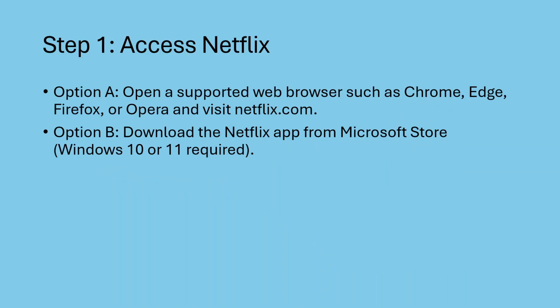Step 1. Access Netflix. There are two options, option A and B. Option A, open a supported web browser such as Chrome, Edge, Firefox or Opera and visit netflix.com. Option B is to download the Netflix app from the Microsoft Store. For this, you will need Windows 10 or Windows 11.